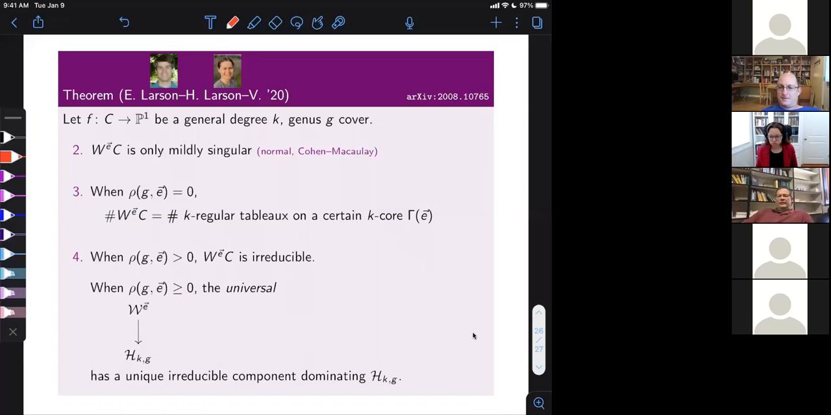Could you do something similar for smooth plane curves or something? I'd love to. I think that's a great question. I've been thinking about it a little bit, but I don't have anything to say yet.